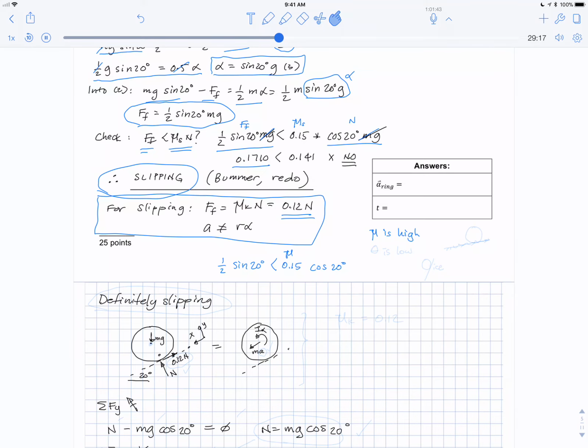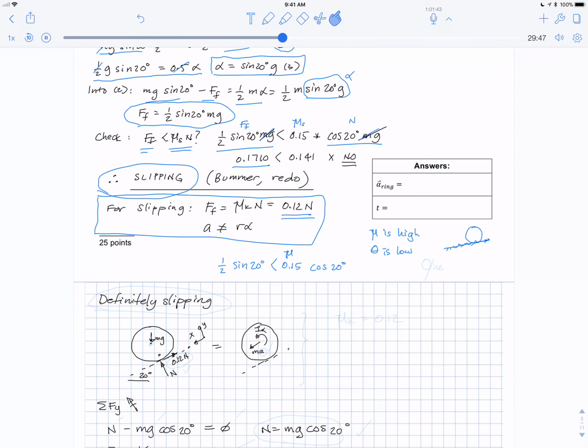Cosine of 0 is 1, sine of 0 is 0. If it's flat, it's not going to slip. So theta is low. Now, we didn't have to do math to figure this out. Basically, what this says, if it's not very steep and you have a really high coefficient of friction and it's real grippy, that's not going to slide. It'll roll. That makes sense.